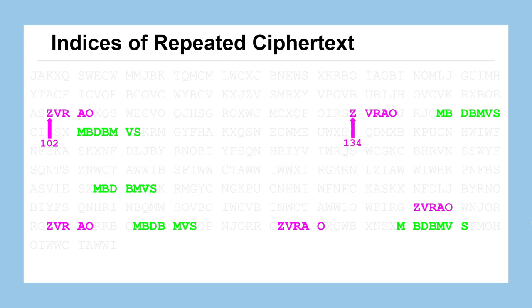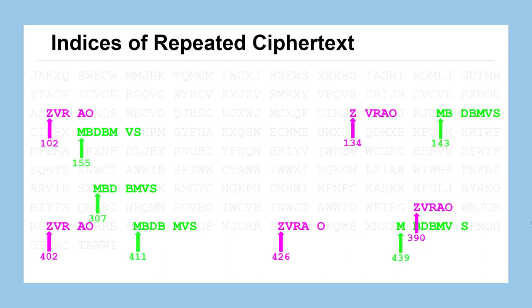So the distance between those character Zs would be the difference between the indexes. So 32, there are 32 characters apart. The next occurrence, ZVRAO, is at index 390. So we could do 390 minus 134 to get another difference between the repeated fragments in the ciphertext. And we could do it again at 402 and again at 426. So these five occurrences of the same fragment, we can get four values for that D, the distance between the repeated ciphertext. And now we know that the length of the key must divide all four of those distances. We could even do better.